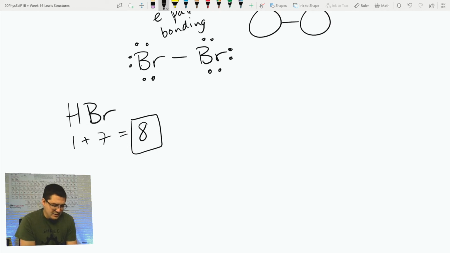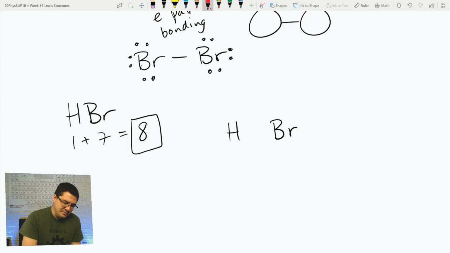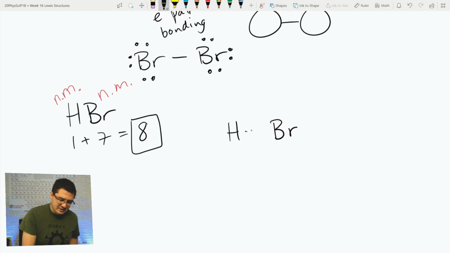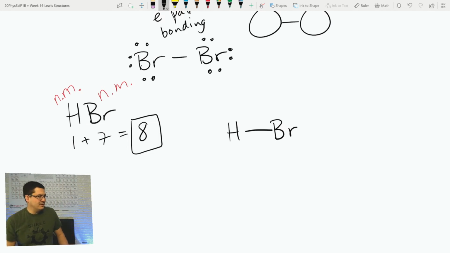Okay, and we're going to then just draw our structure. So I'm going to put H and Br next to each other. And we know that these are covalent compounds because hydrogen is a nonmetal and bromine is a nonmetal. So 2 nonmetals, you know they have to be held together with shared electrons. So I put a line in between. And then you start adding up electrons. Each line represents 2 electrons. So there's 2, and I have 6 more to go to get to 8 valence electrons. So I'm going to throw them around here.